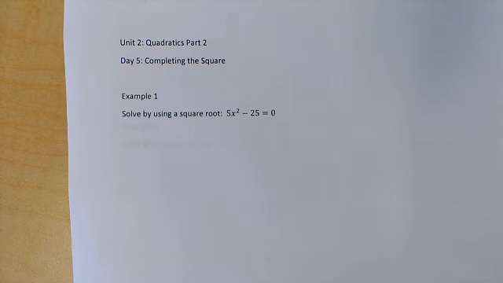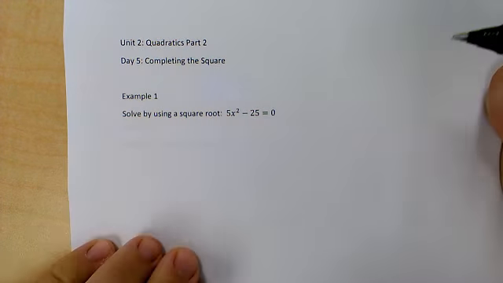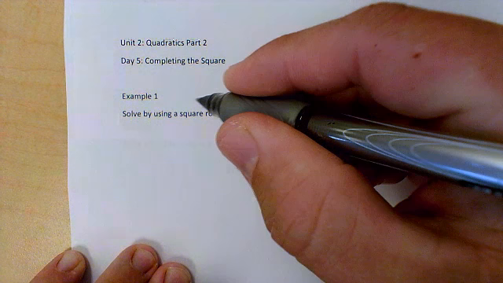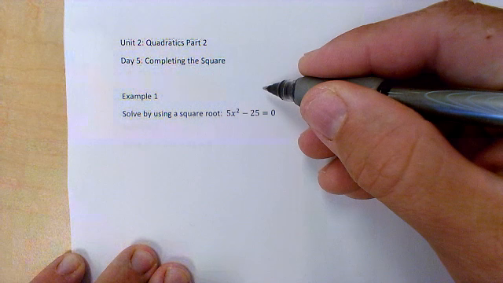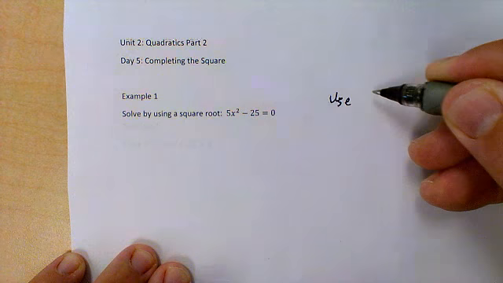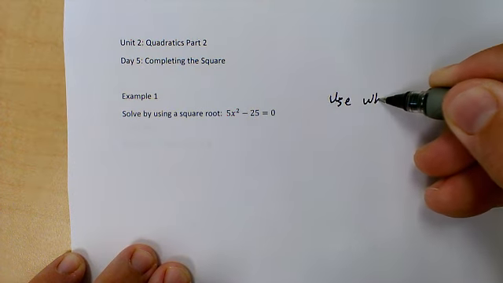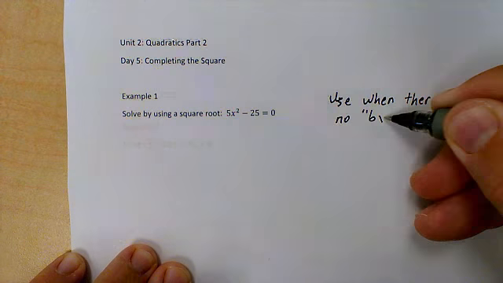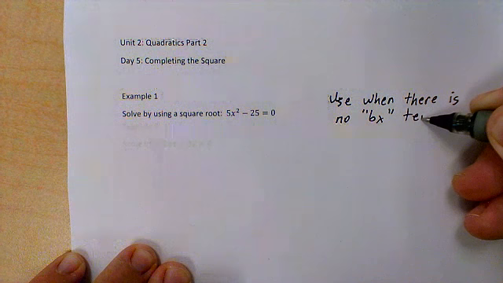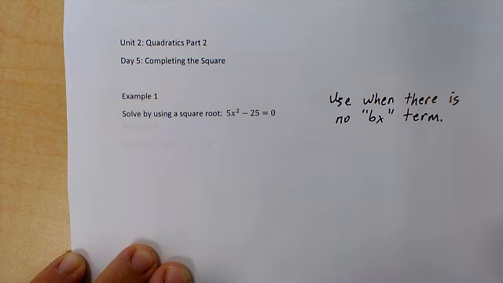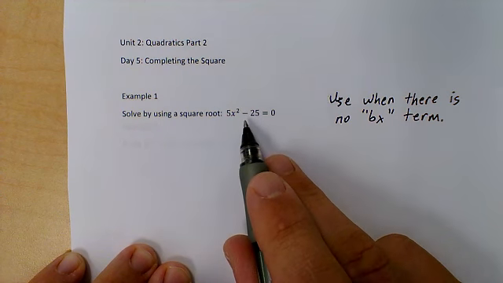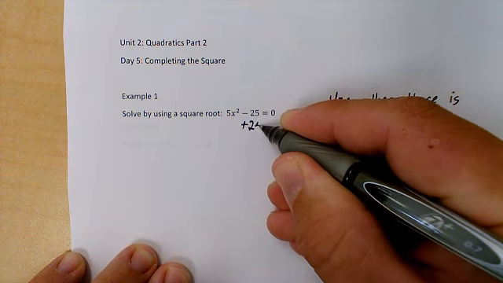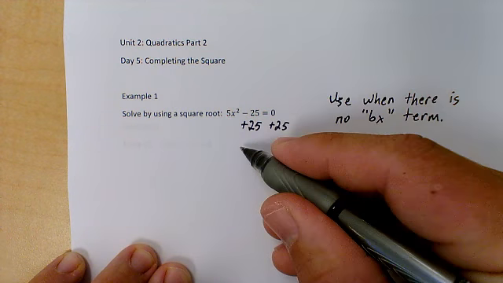First, though, I need to talk about using square root method. Now, that's something that you can only do when there's no bx term. So use square root method when there's no bx term. Now how to do this would be, you don't want it equal to 0, you'll just solve it as you would have traditionally, as if it weren't squared.